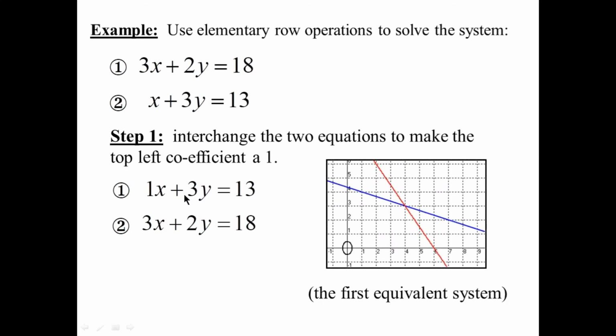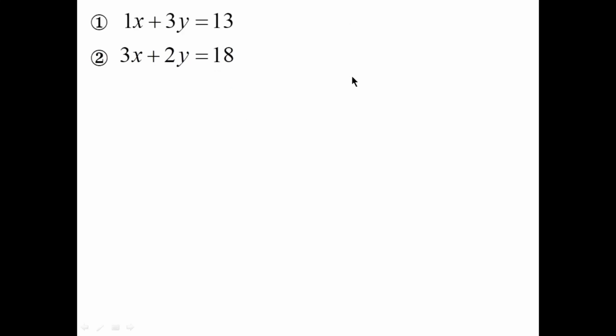Now, if I were to graph these two equations, this is what the two graphs look like. Notice the solution is 4, 3. Solving by graphing, the solution is 4, 3. This is the first equivalent system. It's equivalent to the original in a trivial sort of way. Moving on.